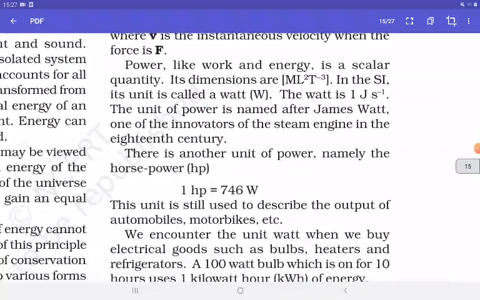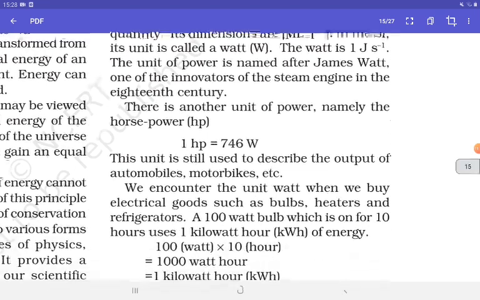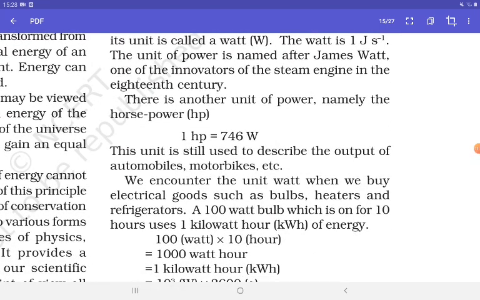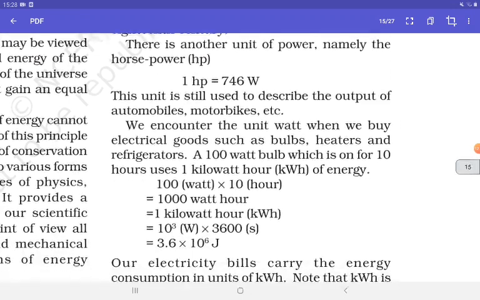There is another unit of power, namely the horsepower. That is, 1 horsepower is 746 watt. This unit is still used to describe the output of automobiles, motorbikes, etc. We encounter the unit watt when we buy electrical goods such as bulbs, heaters, and refrigerators.